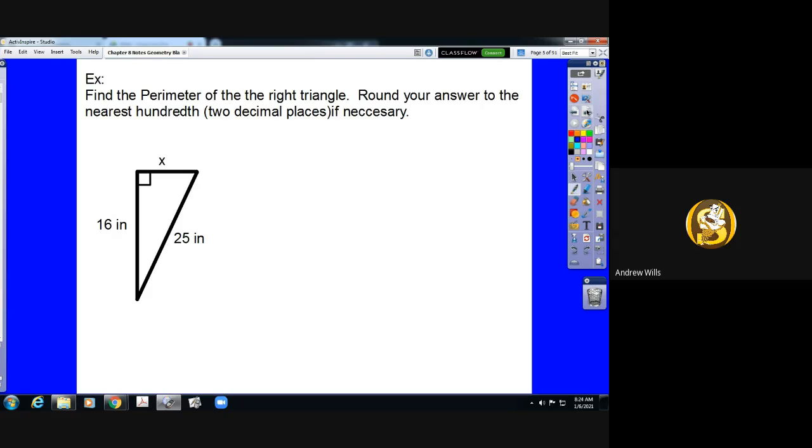All right. For the starters here, same basic approach. We need to locate the hypotenuse. So we go to the right angle, we go across the triangle. That is our hypotenuse. It doesn't matter on the other two which one we call A and which one we call B. So I'm going to use my variable for A. I'm going to use 16 for B, and I'm going to use 25 for C. A squared plus B squared equals C squared, which would be x squared plus 16 squared equals 25 squared.